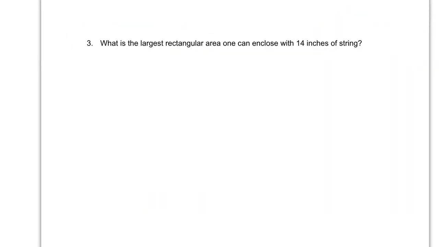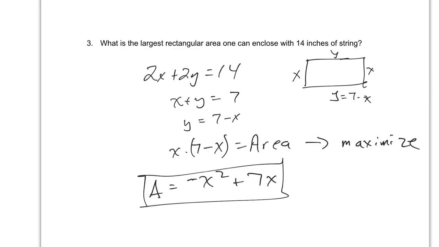What's the largest rectangular area one can enclose with 14 inches of string? Pause the video and solve it. So here's a solution. 2x plus 2y equals 14, therefore y equals 7 minus x. So x times (7 minus x) is the area that you are trying to maximize, okay? If you plug that into the calculator and find the max, you'll solve the problem.